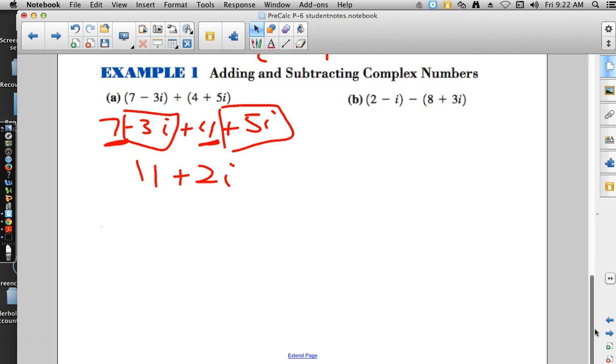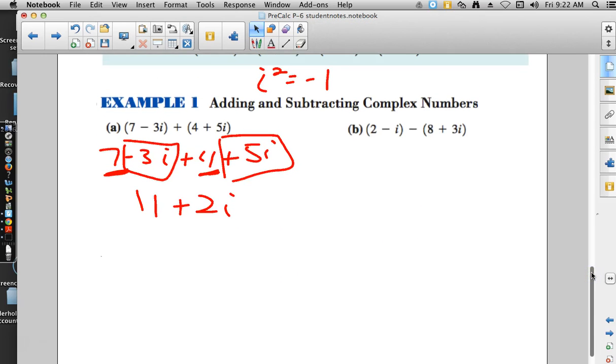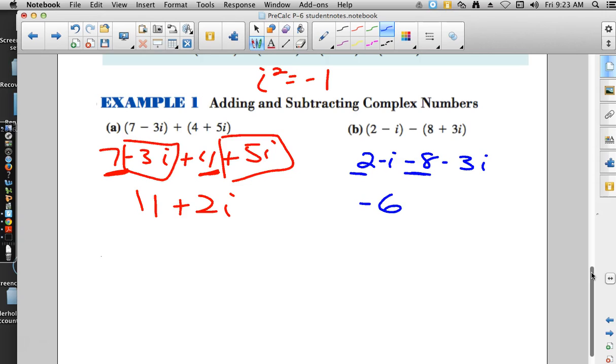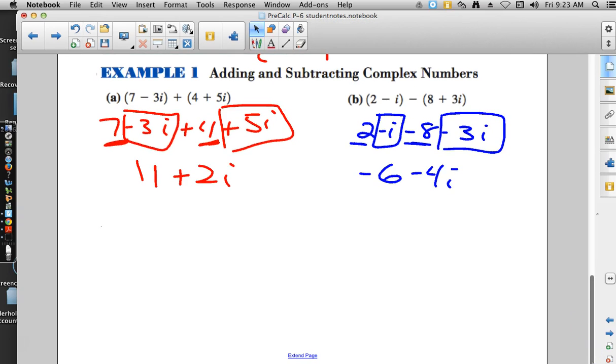But B, same common mistake that we have to watch out for, whether or not it's x's and y's or i's, and that is you have to distribute the negative. So (2 minus i) minus (8 minus 3i) would be your first step, just so you don't mess up. And then we have 2 minus 8, which is -6, and we have a -i minus 3i, which is -4i, or minus 4i, right there. That's not tough, you know, just treat it like it's a variable. So we notice adding and subtracting, nothing new there.